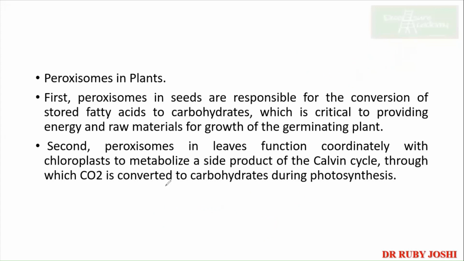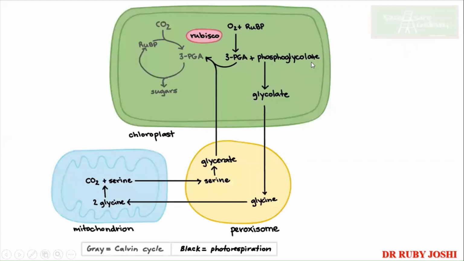Okay. The second case is where the peroxisomes in the leaves function coordinately with the chloroplast to metabolize the side product of the Calvin cycle. Later we'll study how. In photosynthesis we know that carbon dioxide is getting converted to carbohydrates, right? But sometimes, instead of CO2, oxygen gets involved. Then photorespiration happens.